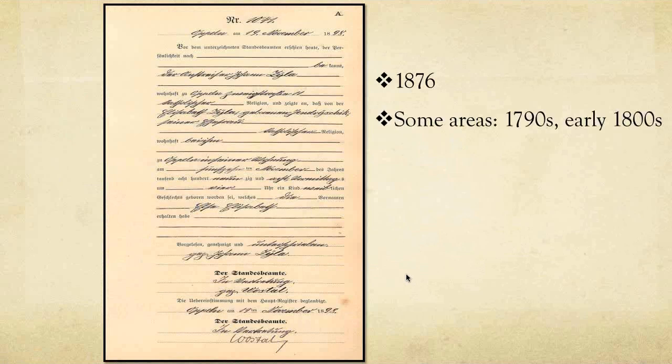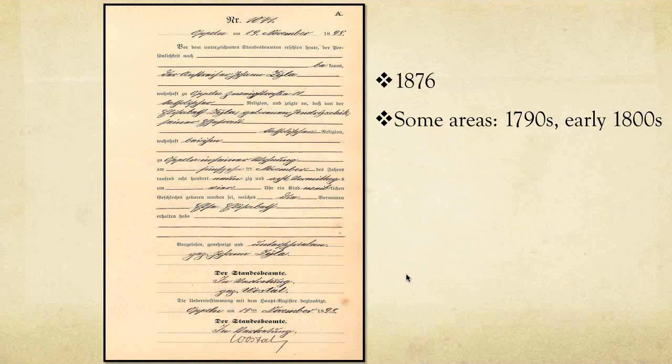So first, these are what the vital records will look like. These records, as a general rule, began to be kept in the German Empire in 1876. That was when the entire German Empire said the government needs to keep track of people's births, marriages, and deaths. However, if you're lucky, some areas began these civil records in the 1790s or the early 1800s.